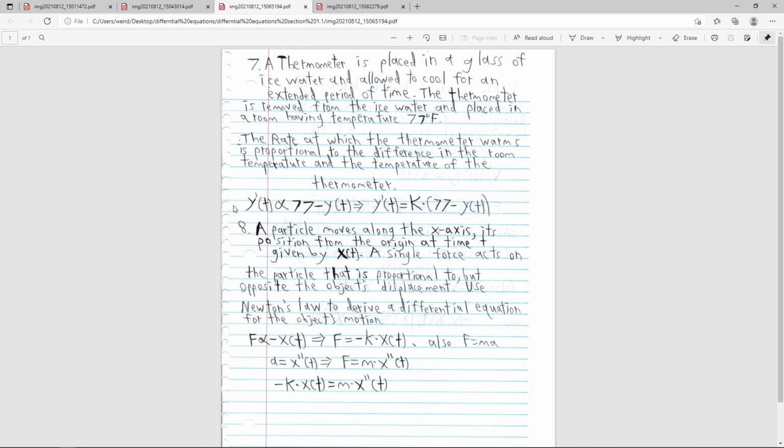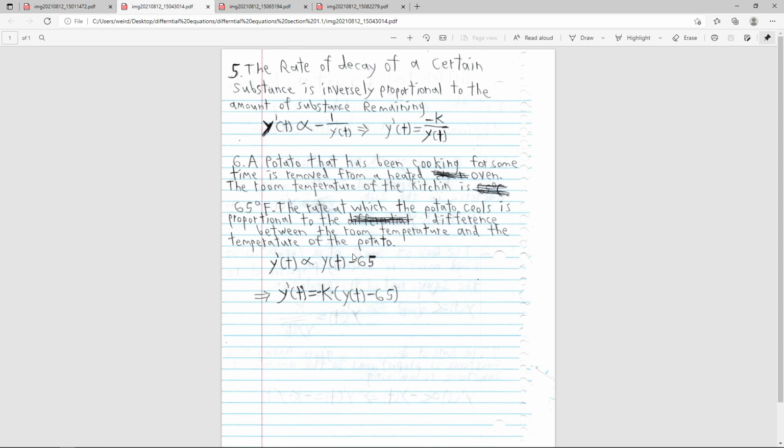We have the rate, and generally the rate is the y prime of t. I should have specified that, but it's pretty obvious. So it's proportional to the difference in the room temperature and the temperature of the thermometer. So the difference is the room temperature, 77, minus y of t, which is the temperature of the thermometer.